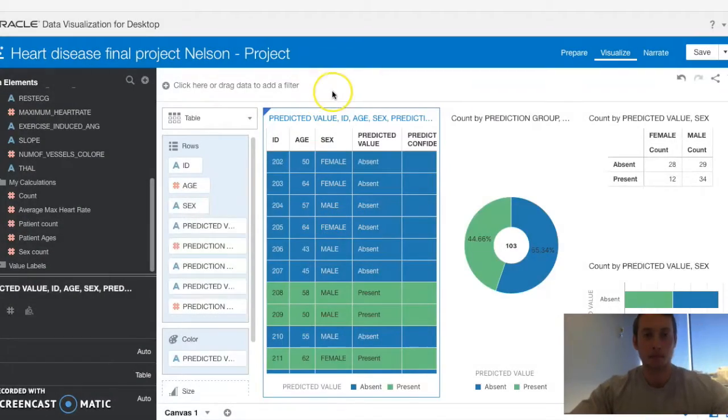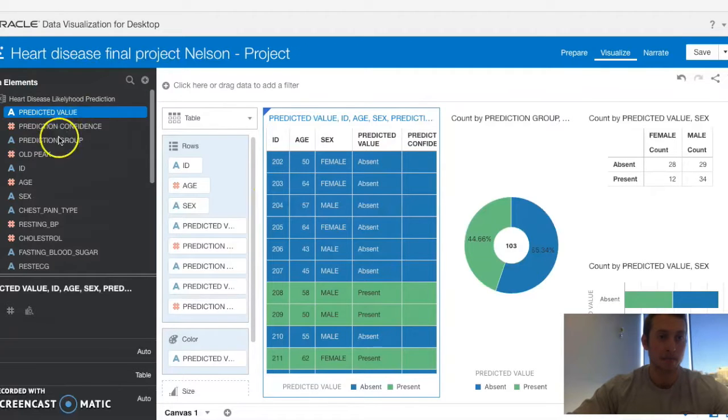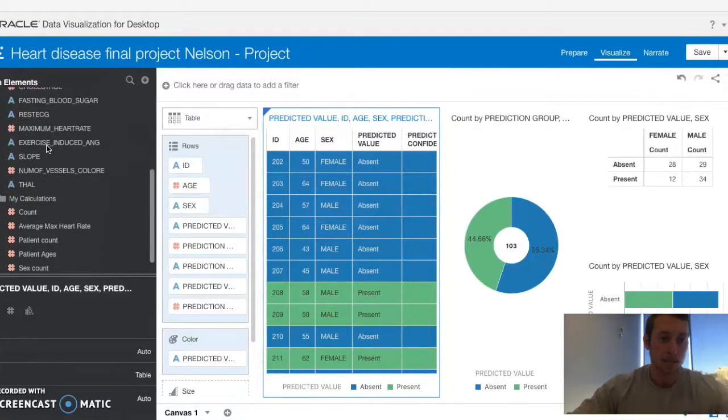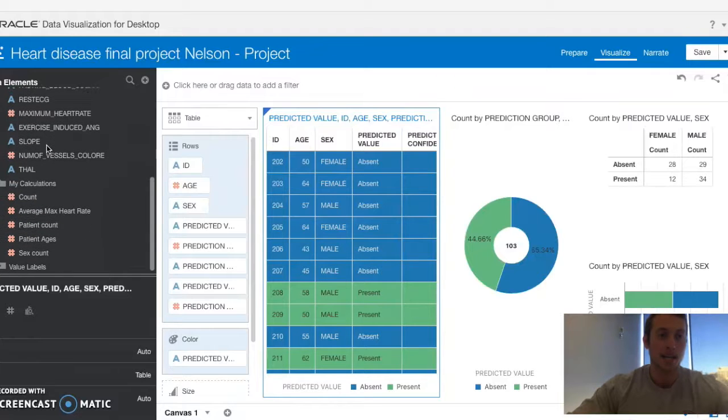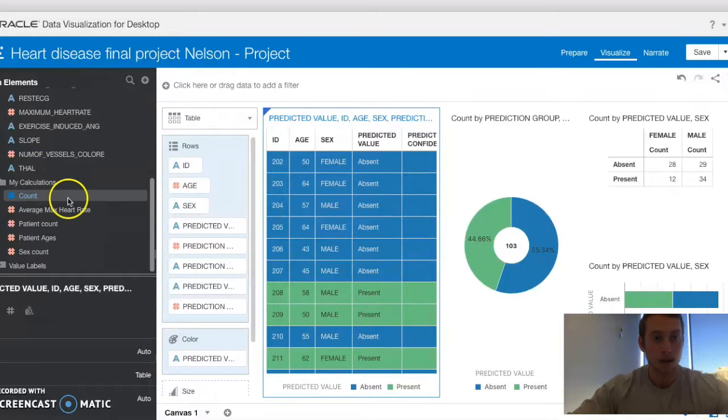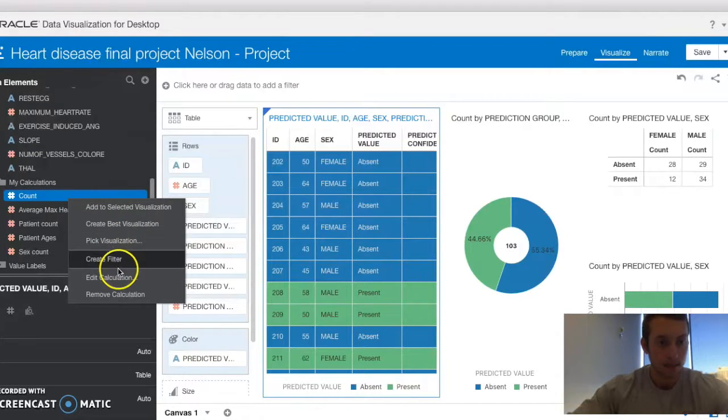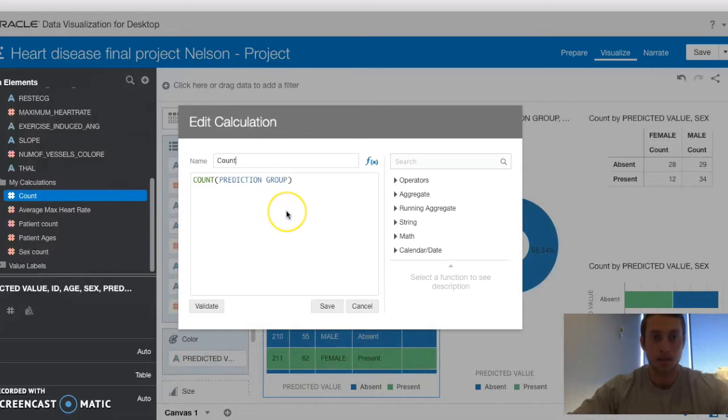I'm Mitch Nelson. I'm a part of Group 2, and for my final project, I was a part of the heart disease prediction. As you can see, these are our data elements. We added in a few calculations, but mainly only used the count. Here's our calculation, just so that we can count the number of prediction groups, whether they were absent or present.